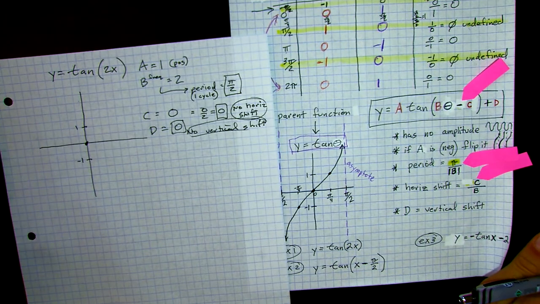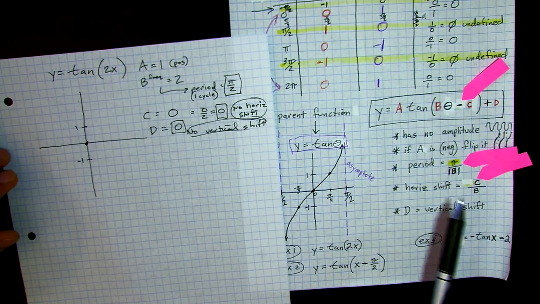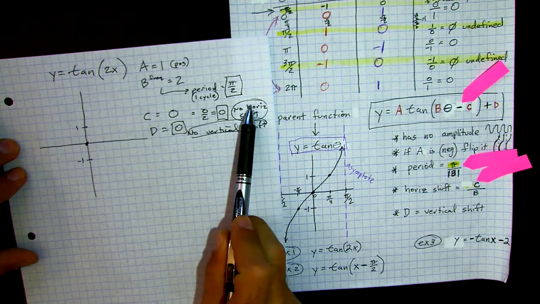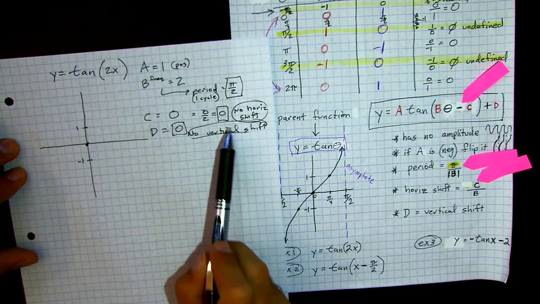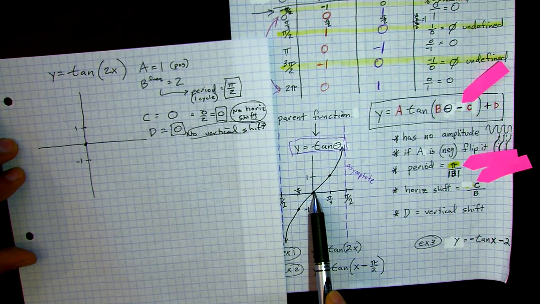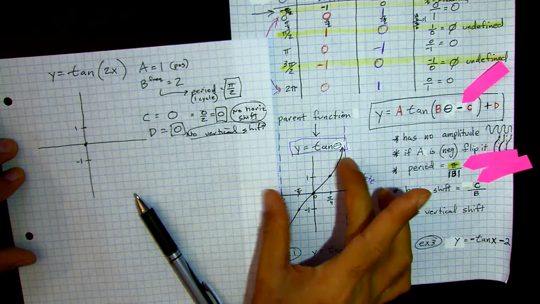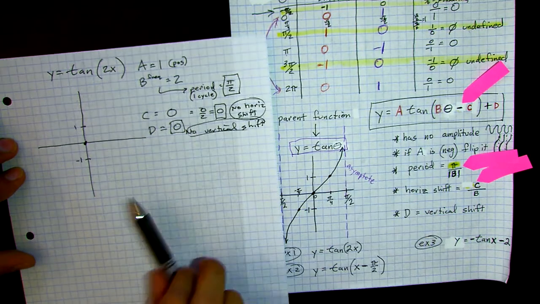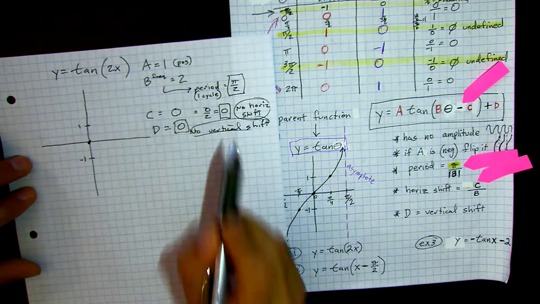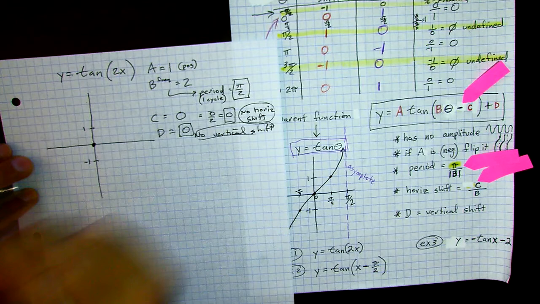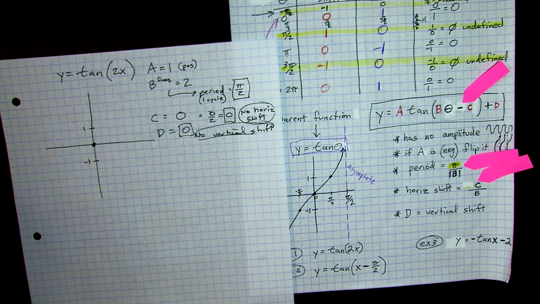Remember, if we do not have any horizontal or vertical shift, that means it's matching the parent function. It's going to go right through the origin. If we had a vertical shift of -1, the whole thing would be moved down 1. But we have no horizontal and no vertical shift, so we're going to keep this at 0, 0.